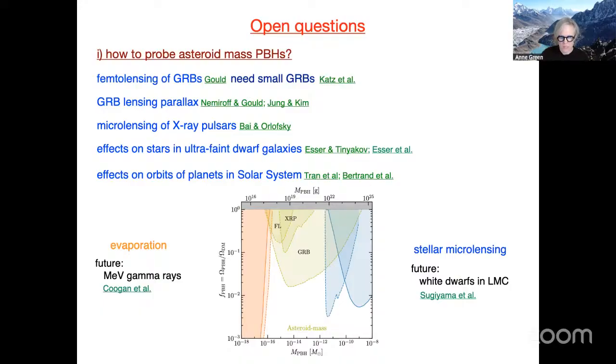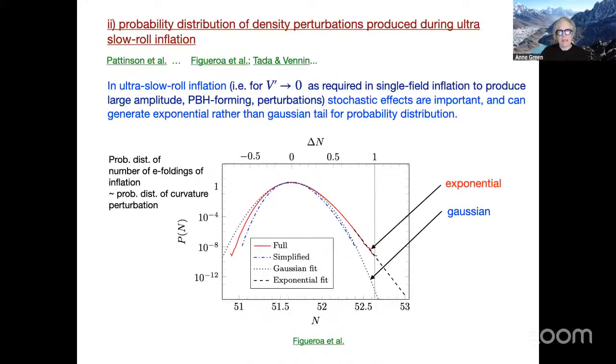primordial black holes. A key question from the theoretical side of things, as in doing accurate calculations of the number of primordial black holes you produce for a given inflation model and what their mass distribution is, we need a much better understanding of the probability distribution of density perturbations, in particular produced by ultra-slow roll, which, as we saw before, is what's needed in single field inflation models to produce large PBH forming perturbations.